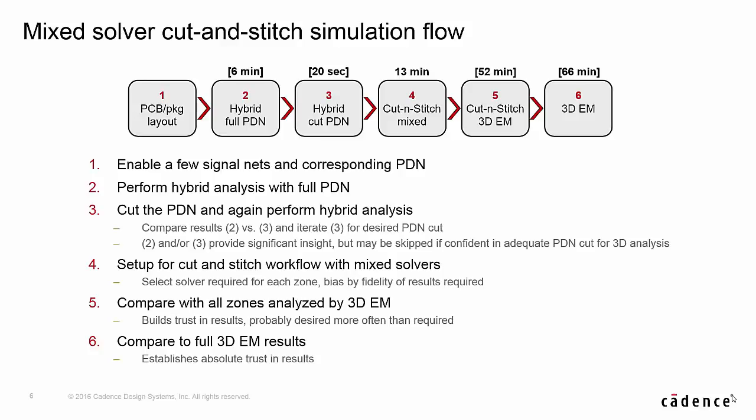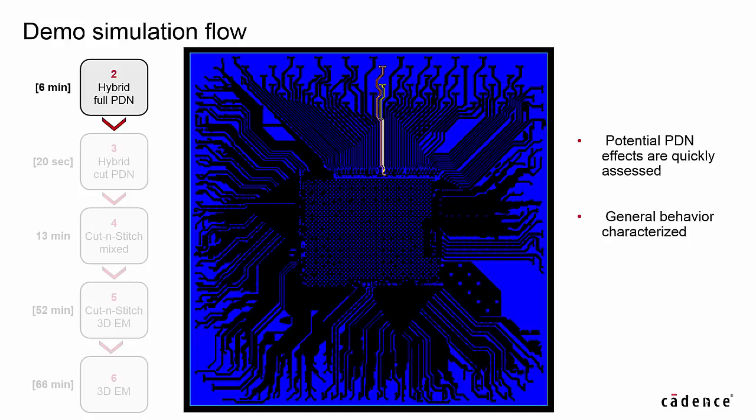In the extreme, you can select all zones to be simulated by 3D, which is the original single solver cut and stitch flow. Step 6. As a final verification, you can even pursue a 3D simulation of the entire cut design. Now, let's preview these simulation steps for the example design.